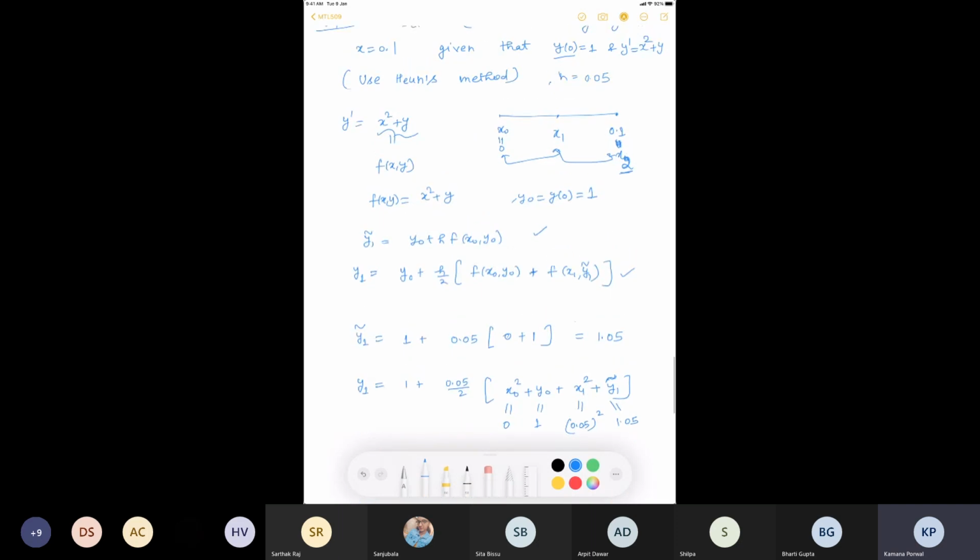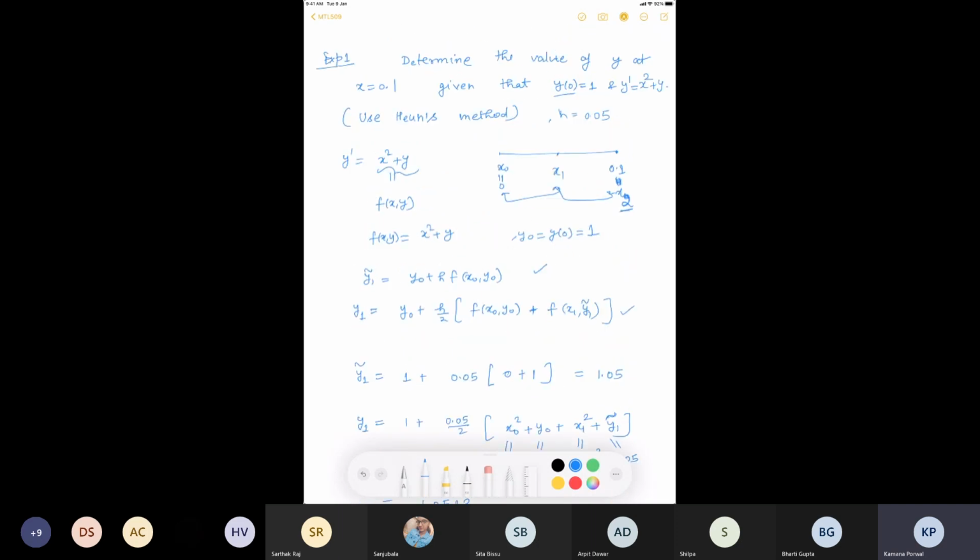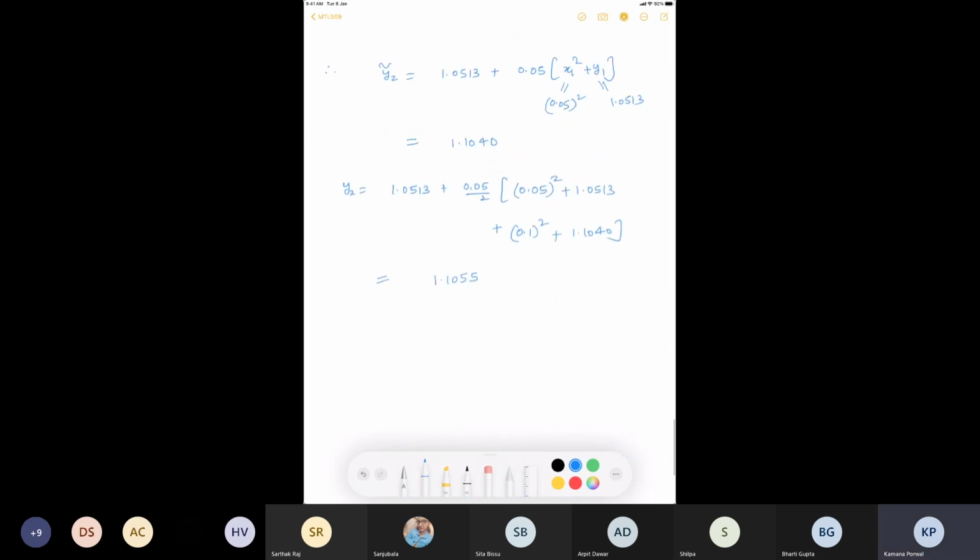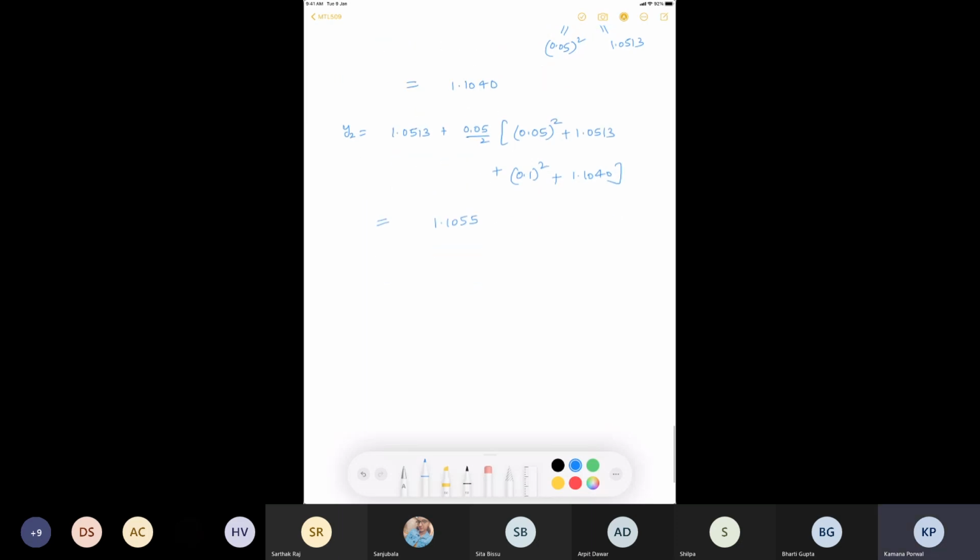You can try to find the exact solution of this problem and see whether you're able to match it with the approximate value you're getting from using this method. So this is how this method works. Any doubts so far?